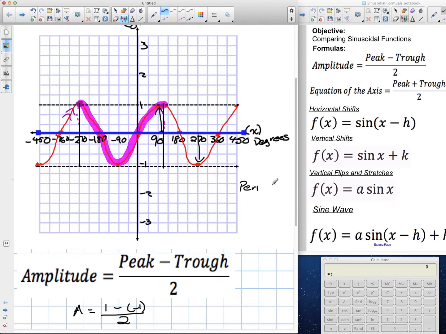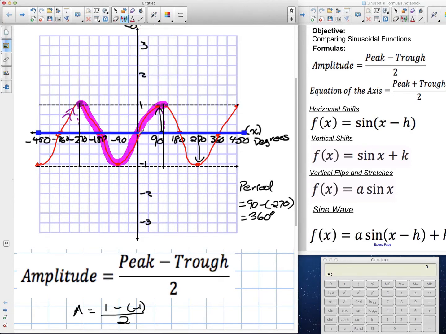The period is equal to, we'll start with the highest number, 90, and we're going to subtract where we started. Subtract negative 270. Okay? What's that going to give us? 360. And remember, this is measured in degrees. 360 degrees. It's the exact same as when we started yesterday.